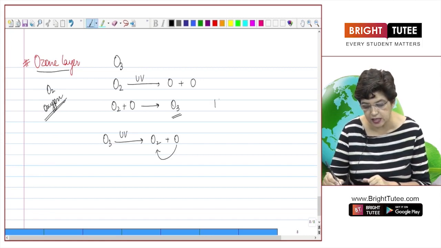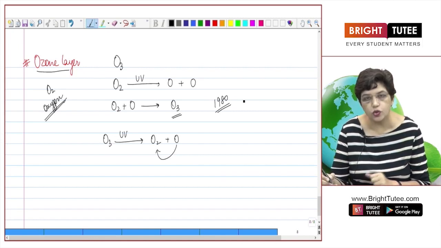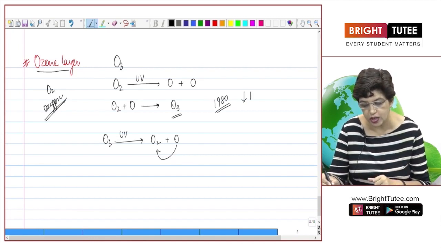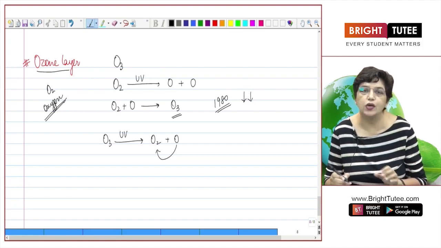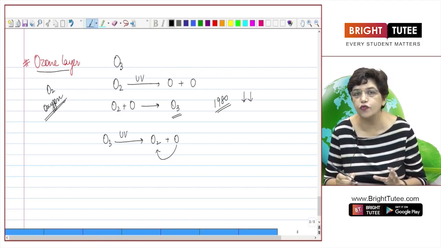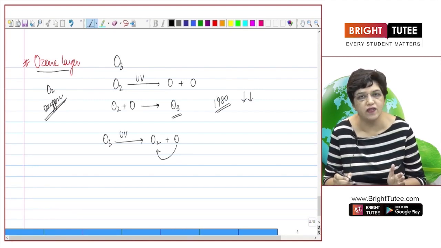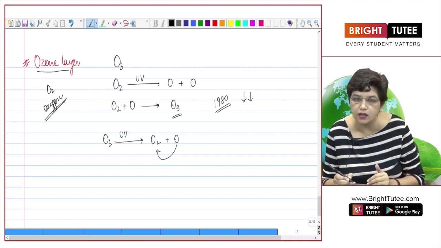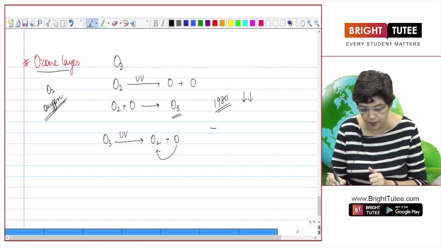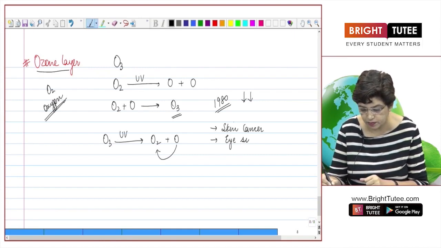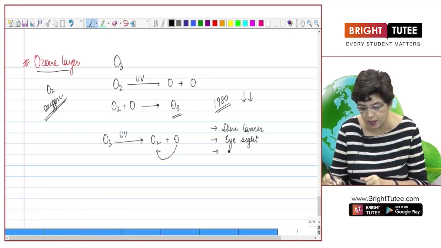But from the 1980s, what has been noticed is that the concentration of ozone in the ozone layer is decreasing drastically. The ozone layer is depleting. It was extensively studied why this is happening, because it is very, very harmful. When the UV rays reach the earth, they will create many harmful effects. For example, it can lead to skin cancer. Moreover, it can affect the eyesight, which will diminish. Then other effects could be a lower rate of photosynthesis.